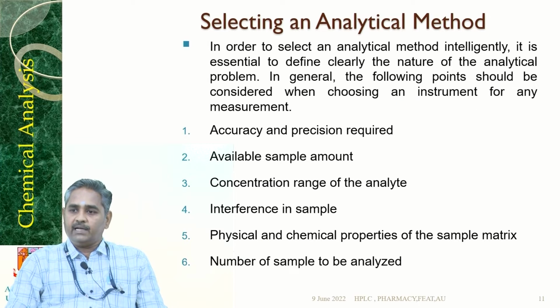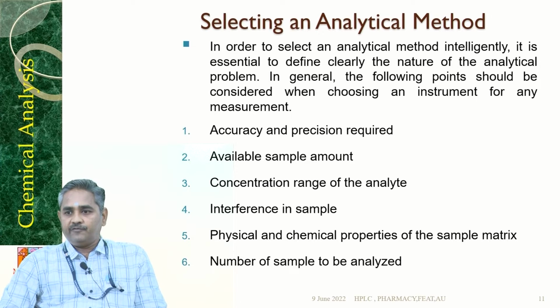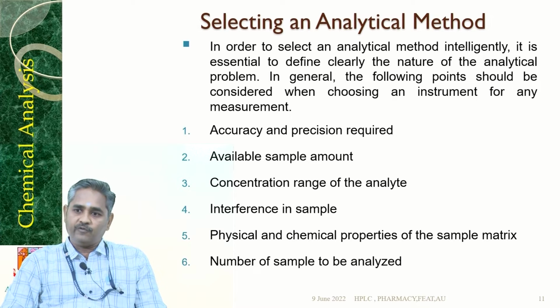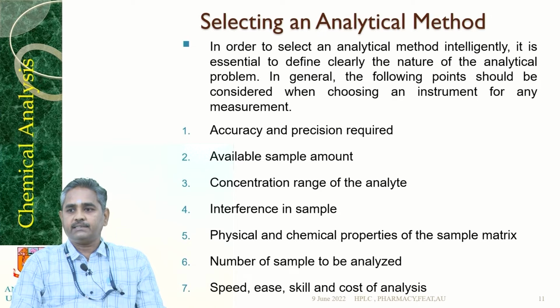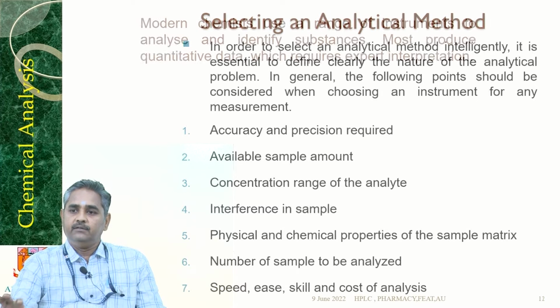Number of samples to be analyzed. If the sample number is more than 20 or 50, you cannot go for HPLC. It is highly costly and cost effectiveness is not there in the HPLC. So, at that time you have to go for UV. So, the number of samples also affects the selection of analytical method, and the speed, ease, skill and cost of analysis. These are the points you have to take into consideration before selecting an analytical method.